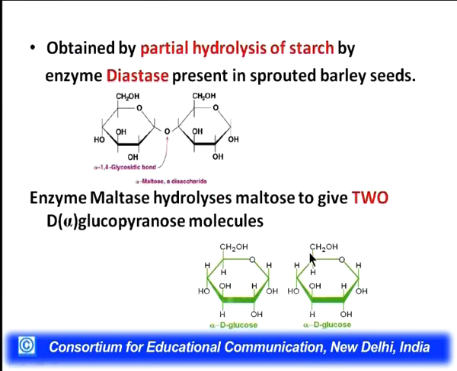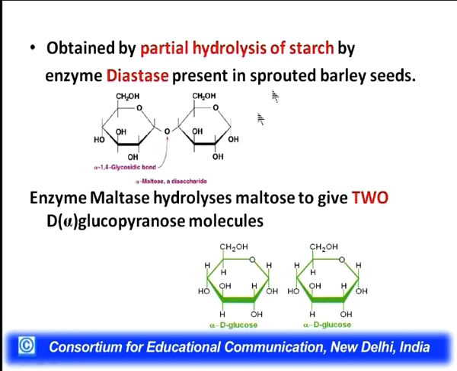When I say this has the alpha configuration, what I mean is that the CH2OH and OH are on opposite sides; then we say this is the alpha configuration. Whereas if OH is on the same side as CH2OH, then we say the configuration at the anomeric carbon is the beta configuration. So I have already shown that we have a glycosidic bond here.